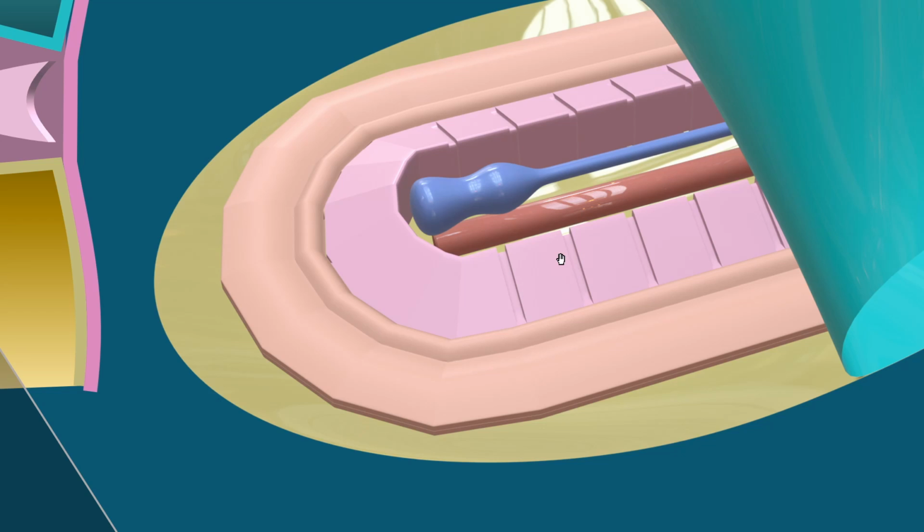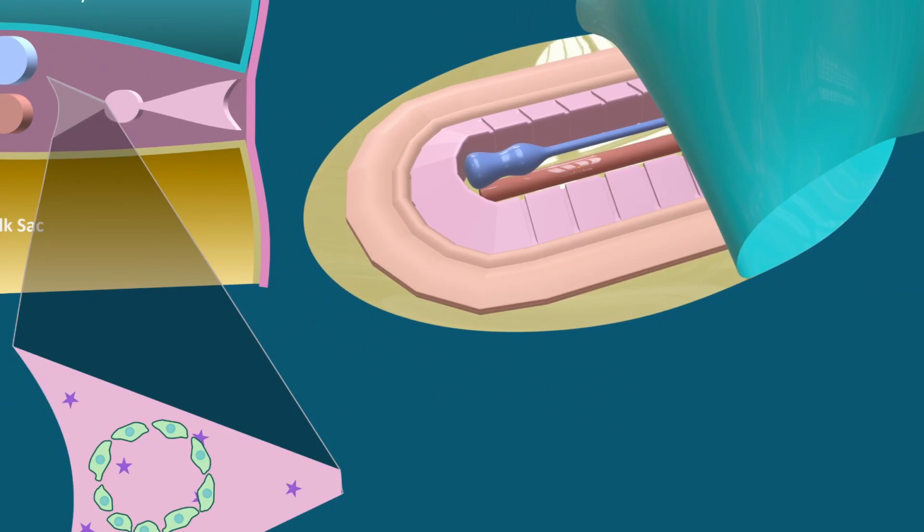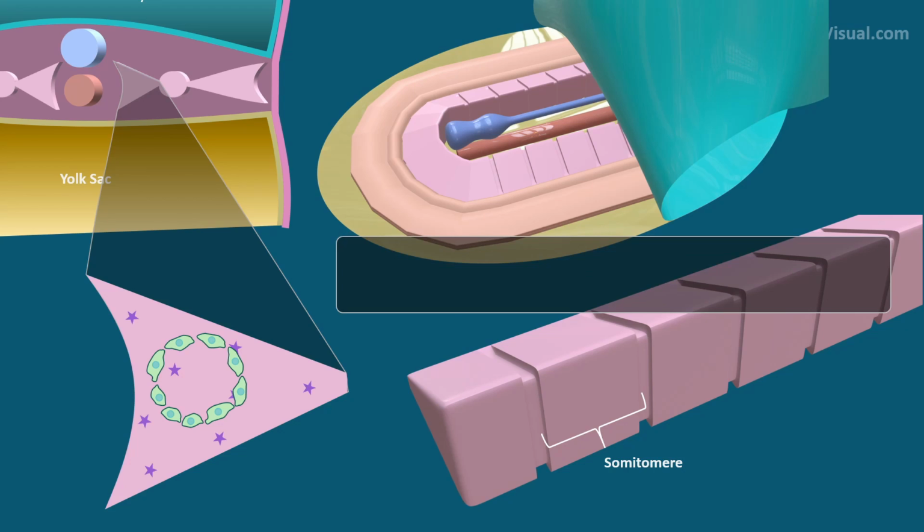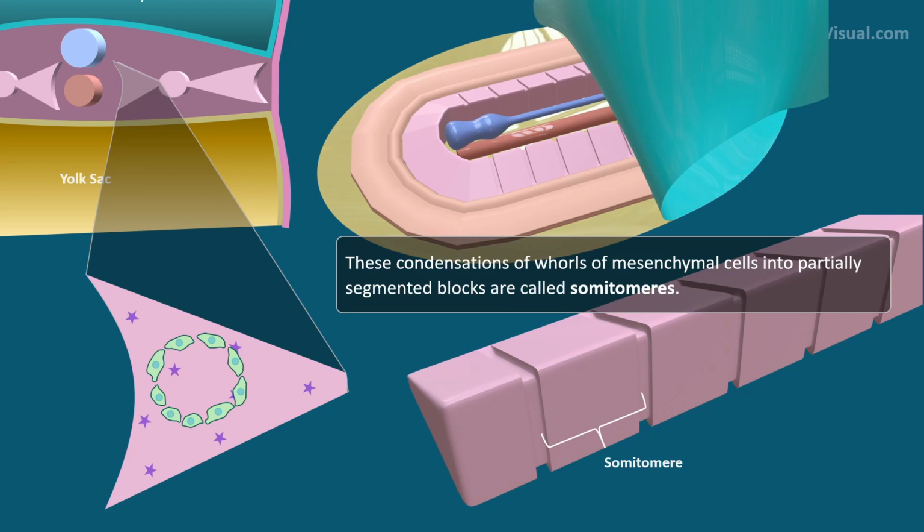It is not yet fully segmented, but it becomes partially segmented. Here in this isolated diagram you can see that this paraxial mesoderm has become partially segmented, and each of these partial segments or blocks of paraxial mesoderm is called a somitomere. So what are somitomeres? Somitomeres are condensations of whorls of mesenchymal cells into partially segmented blocks.